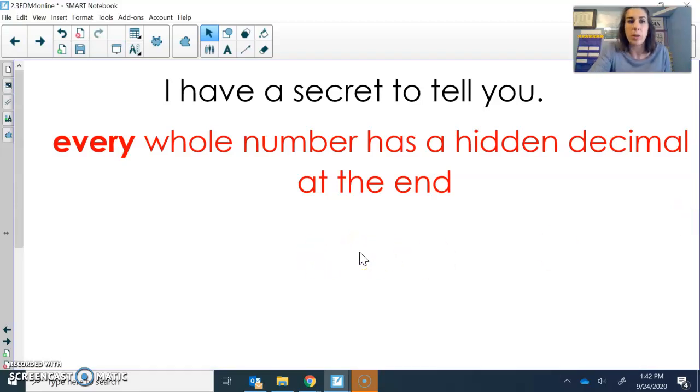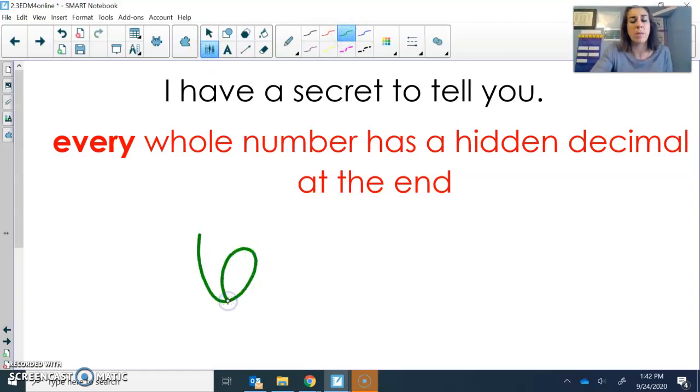So let's think of a whole number. What does Mrs. Bieber mean by this? So, a whole number like the number 6. Did you know there is actually a decimal point after the 6? We just don't write it there. It's that common that we just don't write that decimal point in.